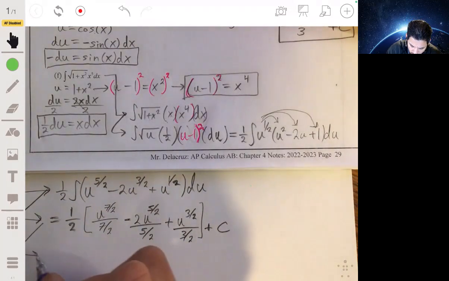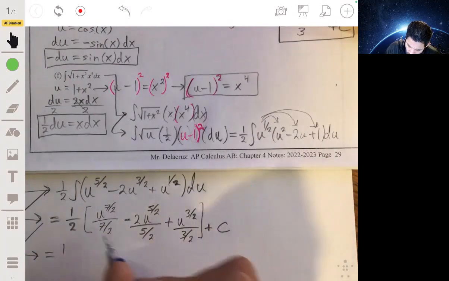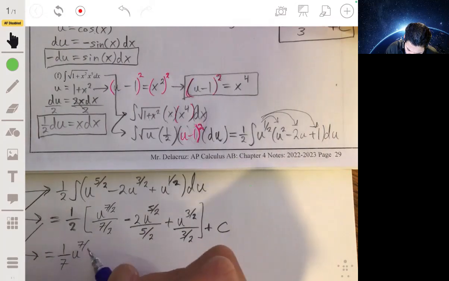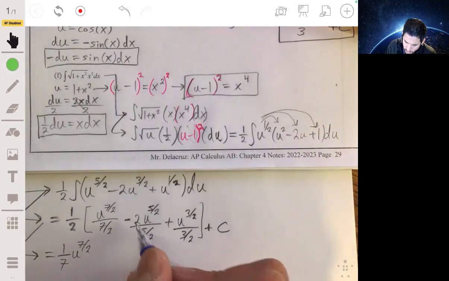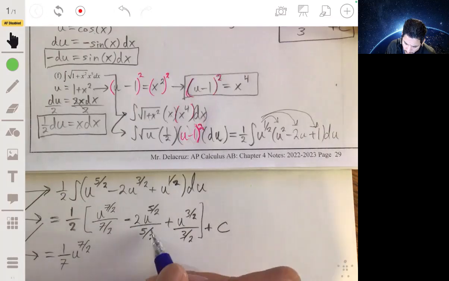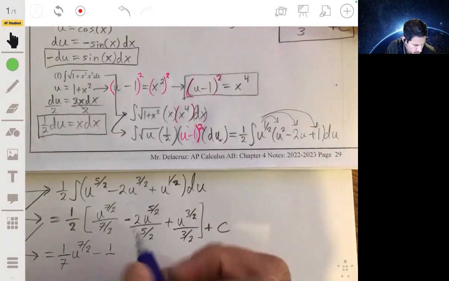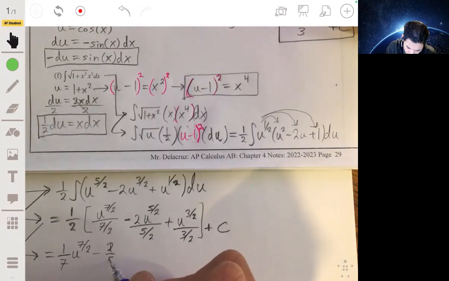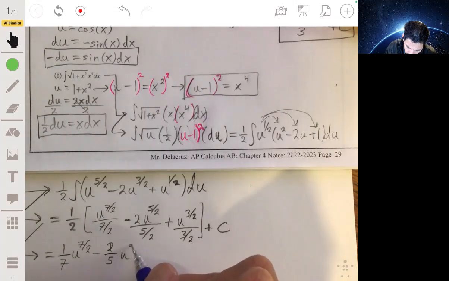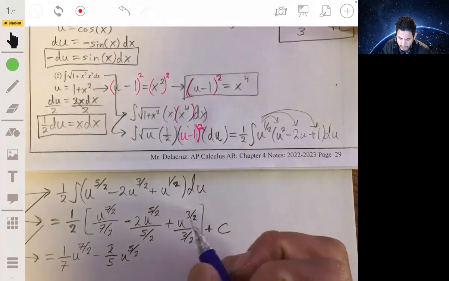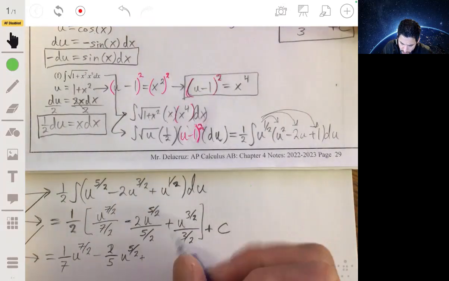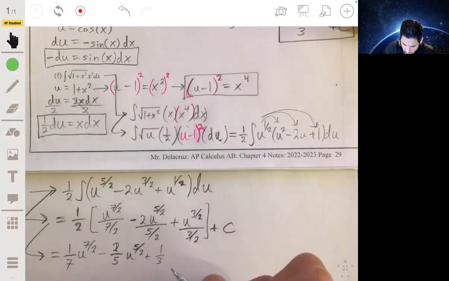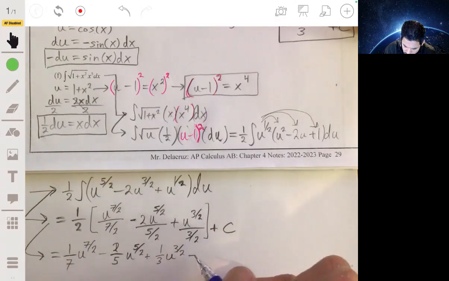And let me just clean this up a little bit. So we get 1/2. It becomes, those 2's cancel, it becomes 1/7 u to the 7/2. The 2, those 2's cancel again. So minus 1/5. Or no, minus 2/5 u to the 5/2 plus a 1/3 u to the 3/2 plus c.